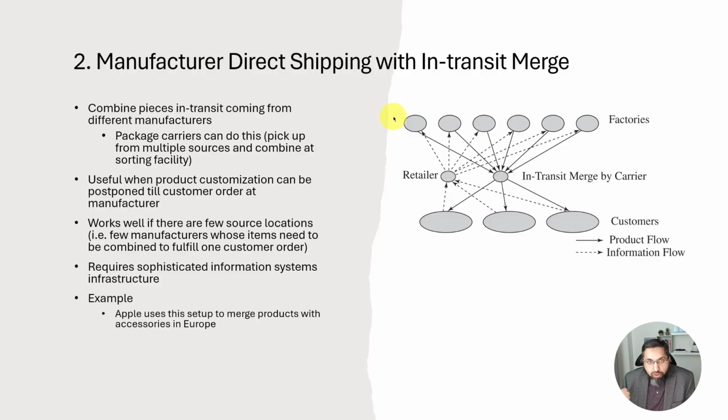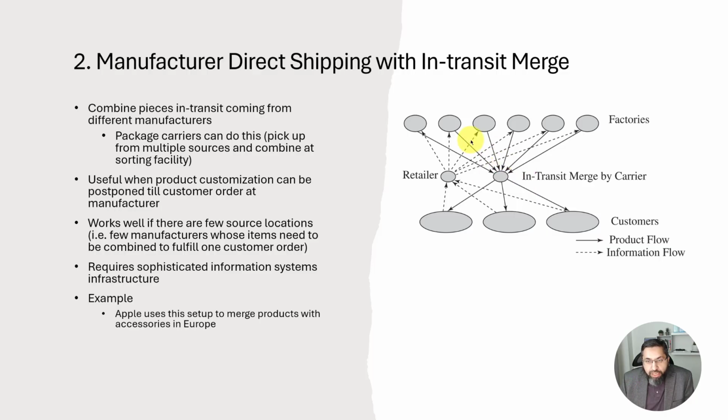Number one, we're improving customer service by giving the customer one shipment per order instead of having multiple goods from different manufacturers arrive in multiple shipments. Number two, we are reducing the transportation expense a little bit by having some economies of scale on the manufacturer to the in-transit merge facility. Okay.